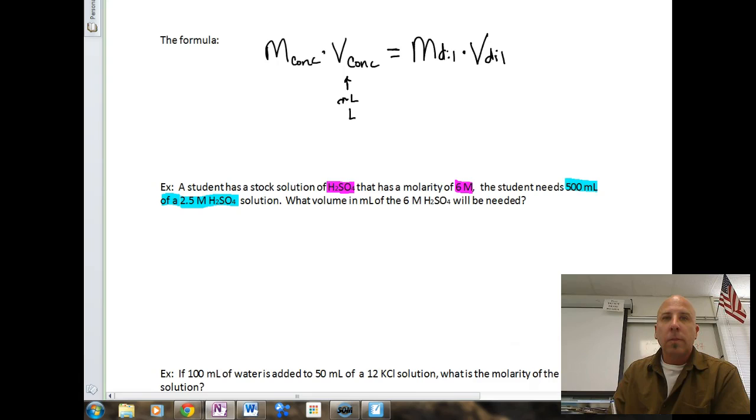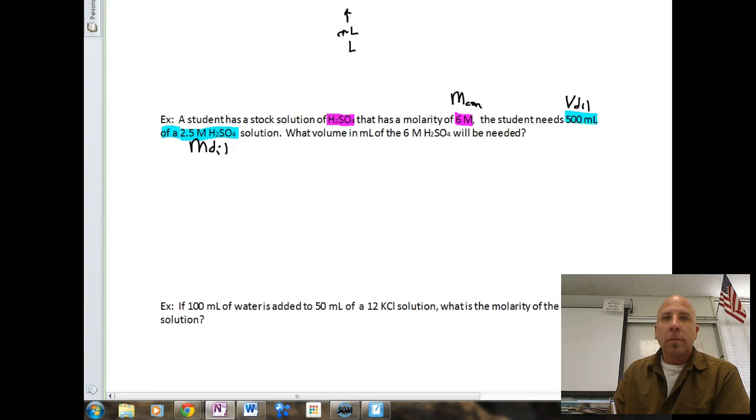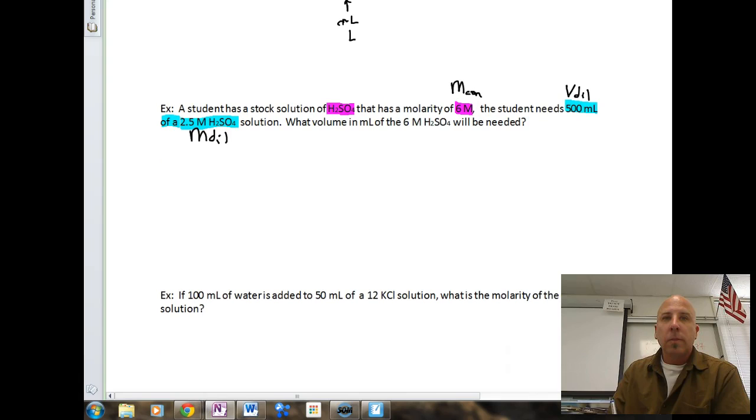Okay, and what I mean by that is this. We can say that this is going to be our volume of our dilute solution, because these two values are tied together. This is going to be my molarity of my dilute solution, because 2.5 is less concentrated than our 6 molar. Our 6 molar is going to be our molarity of our concentrated solution. So we're going to use those ideas, and we're going to use the formula. Once again, the formula, molarity of concentrated multiplied by volume of concentrated equals molarity of dilute multiplied by volume of dilute. So it looks like what we're doing is we're solving for volume in milliliters of the 6 molar H2SO4.